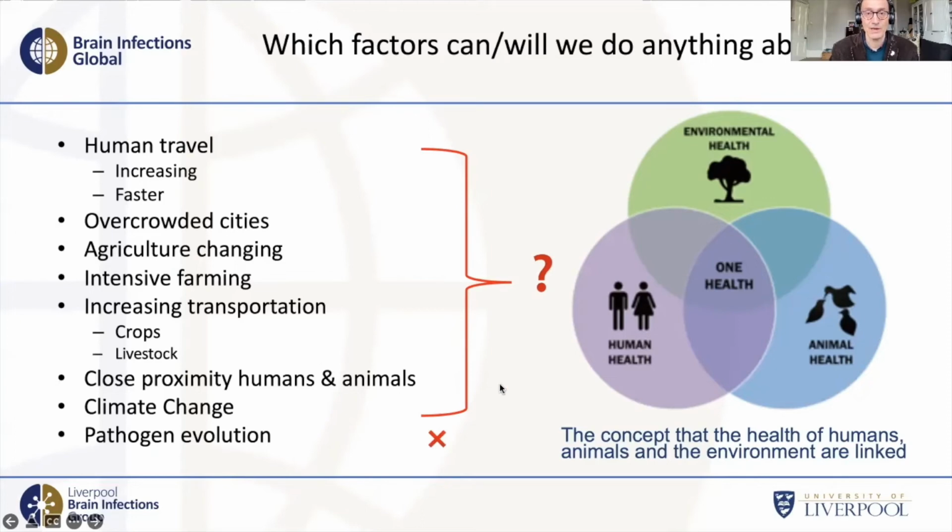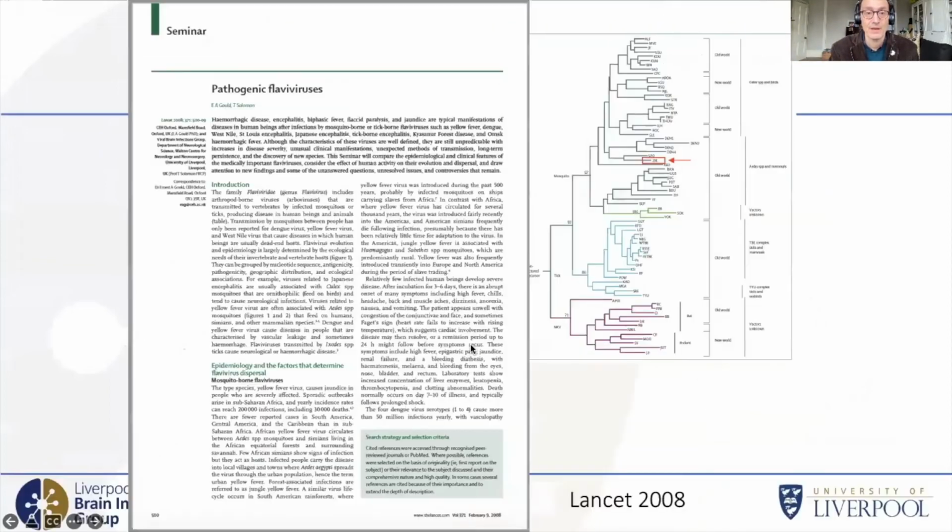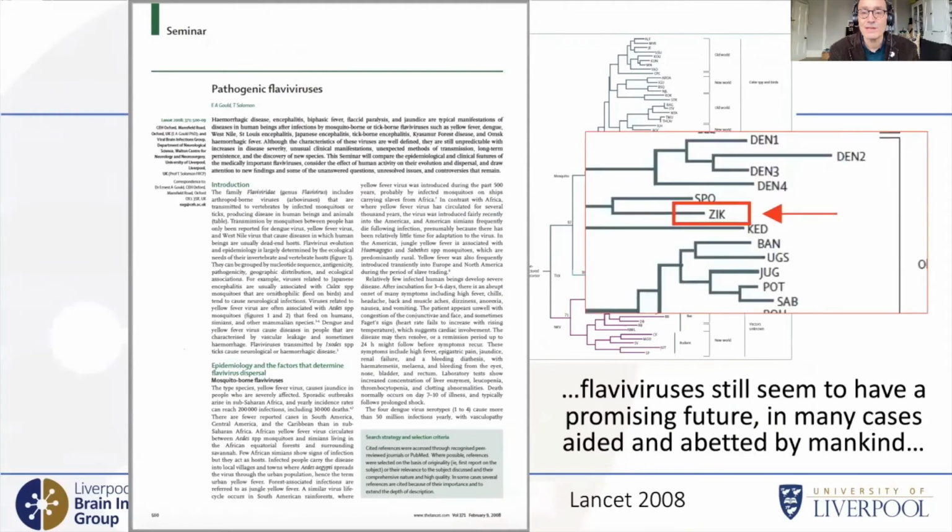It's called Darwinian evolution. Now, some of the important pathogens are arthropod-borne, as I mentioned, and this map just shows you some of the important arboviruses, which wherever you are in the world, there are important arboviruses, even here in the UK. But some years ago, we thought about which arboviruses might grow in importance, and we published this in Lancet in 2008. And you can see if I make this bit a little bit brighter here, that we talked about flaviviruses, which seem to have a promising future and in many cases aided and abetted by mankind, like I said, the kind of things we do.